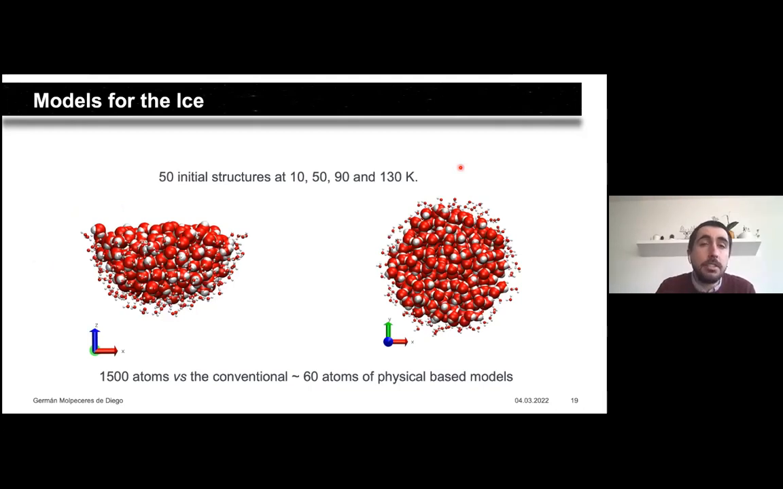Once we know the magnitudes, we can create the ices. And as I said, we can create ices that are realistic, that are big enough to study a lot of different outcomes with machine learned potentials. In this example, I show an ice that is created with 1,500 atoms, but in reality, we create 50 of these at different temperatures. And this number of atoms, 1,500, is in a stark contrast with the sizes that we can afford using physical-based models that are of around 60 atoms.